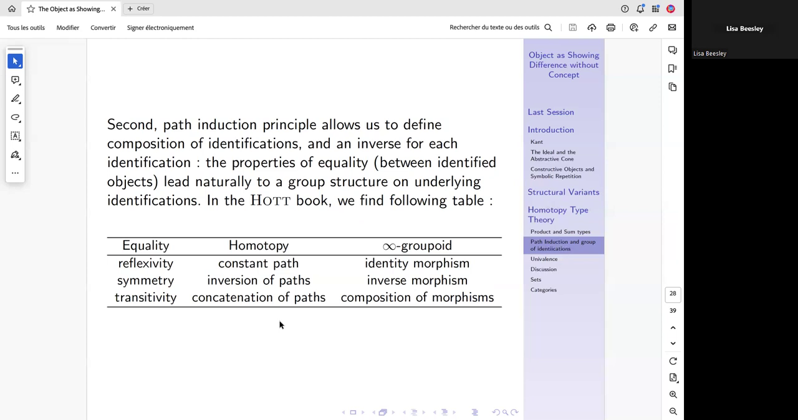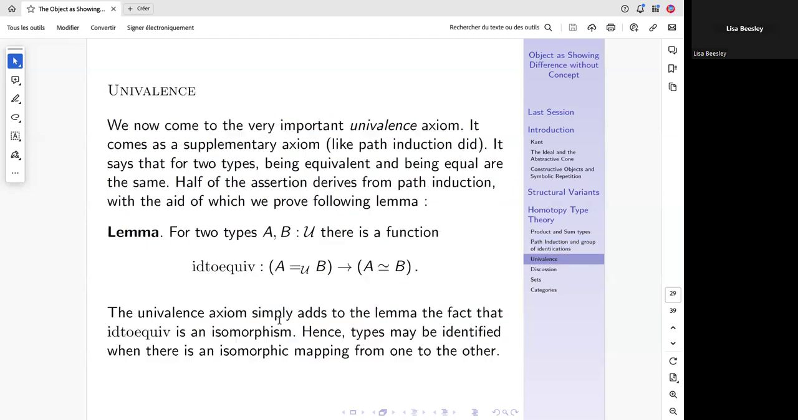So in the HoTT book, you find the following table, where you have the properties of equality, reflexivity, symmetry, transitivity, translated as properties of homotopy paths: constant paths, inversion of paths, concatenation of paths. And at the group or groupoid level: identity morphism, inverse morphism, and composition of morphisms.